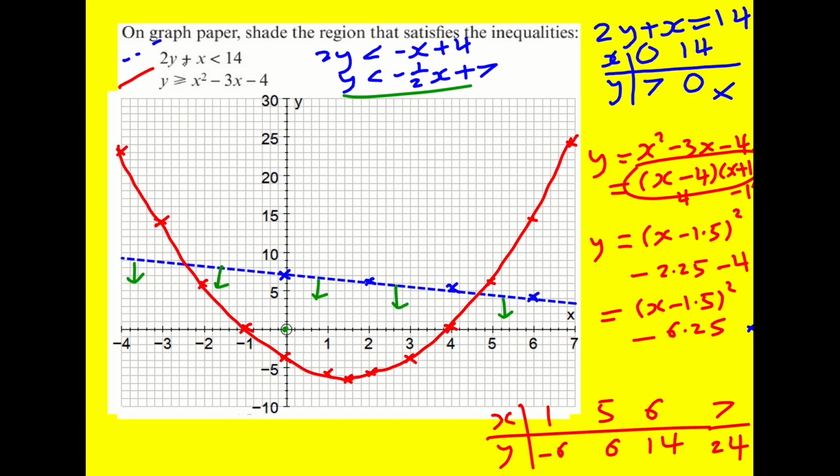And then for the quadratic, we've got that y is greater than, so it's going to be above the quadratic line, which means it's going to be the part that's enclosed.